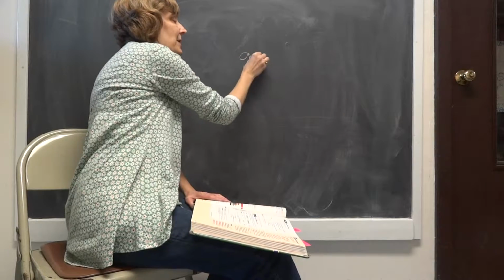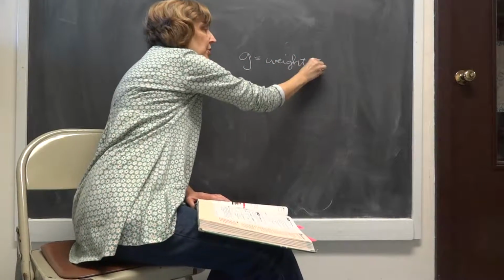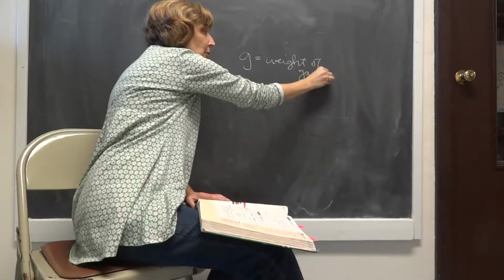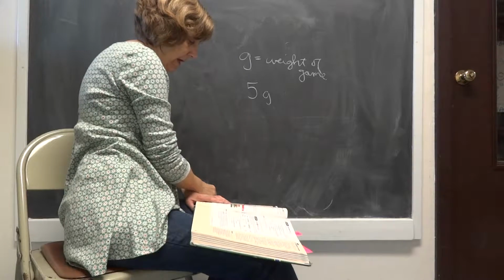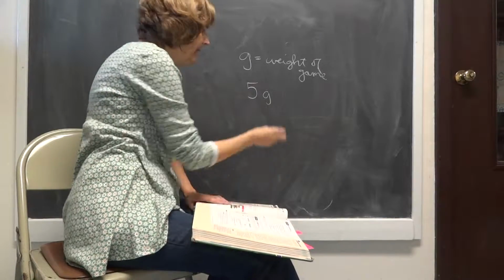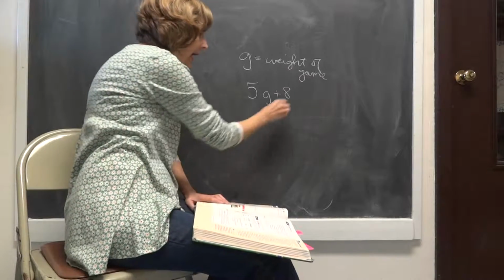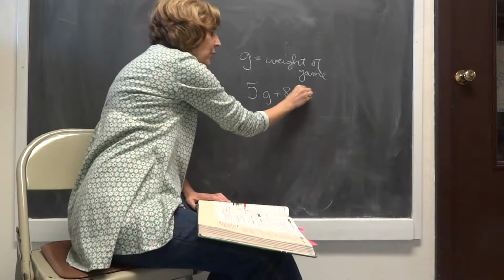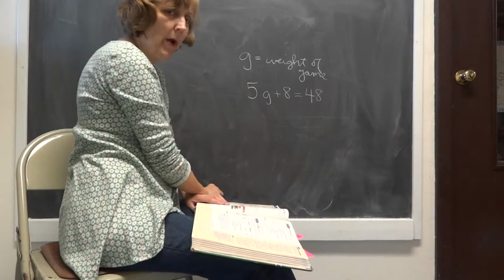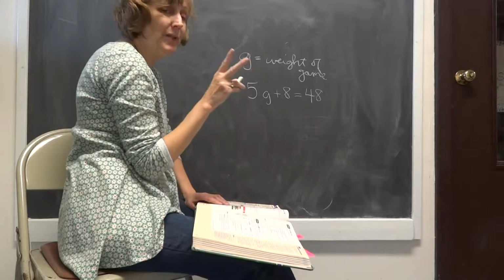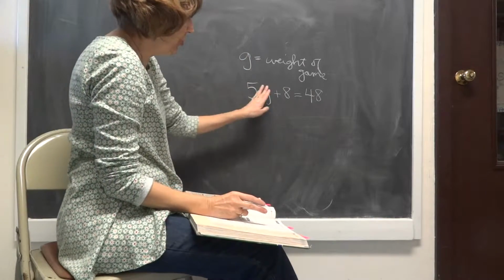So I'm going to say G will be the weight, probably in ounces, of each game. Now there are 5 games, so it's going to be 5G. 5 games plus the box itself, 8 ounces. And it tells us the total is 48. We want to find out what 1 game weighs. Now this is going to be 2 steps. The goal is to get G by itself. We want to solve for G.